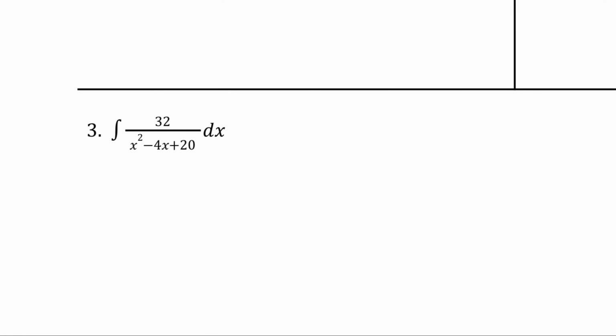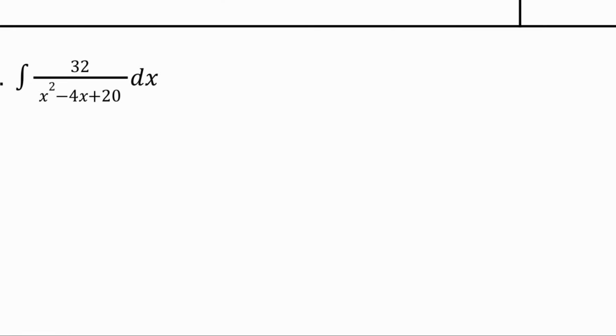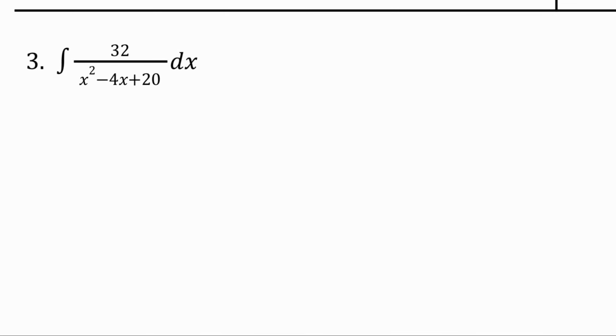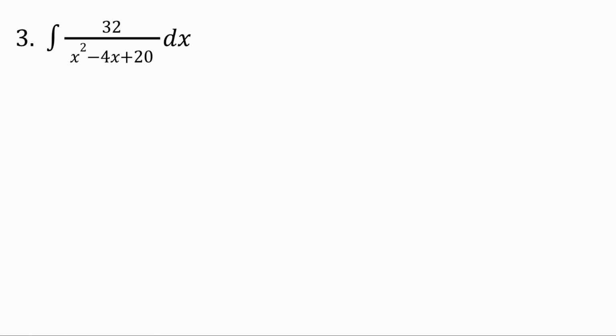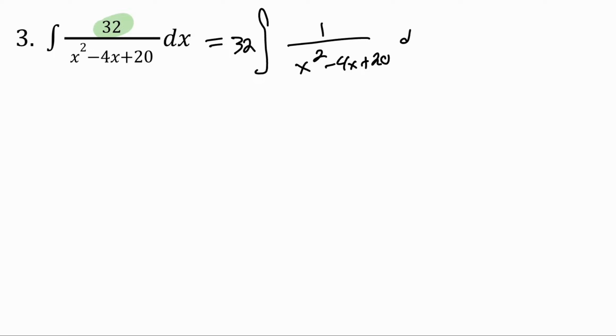All right, one more problem, and this is where it starts to get a little bit trickier for us to work with. With this integral, there are a couple things we can do here. One, this 32 up top, we could bring to the front, and we could rewrite this integral as 32 times the integral of 1 over x squared minus 4x plus 20 dx.